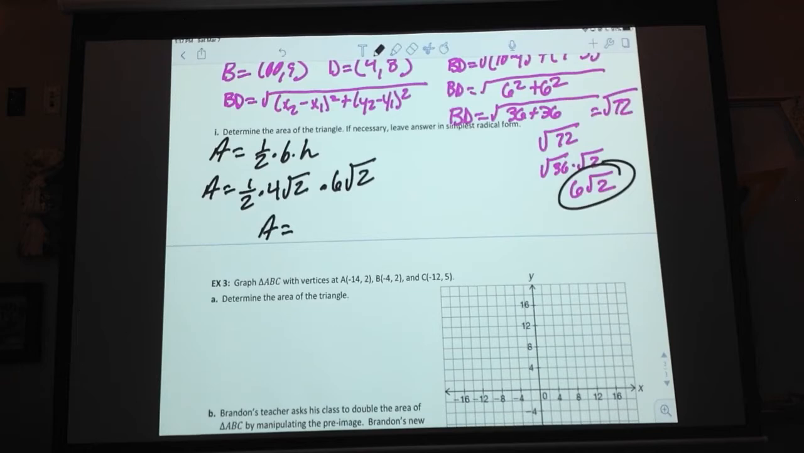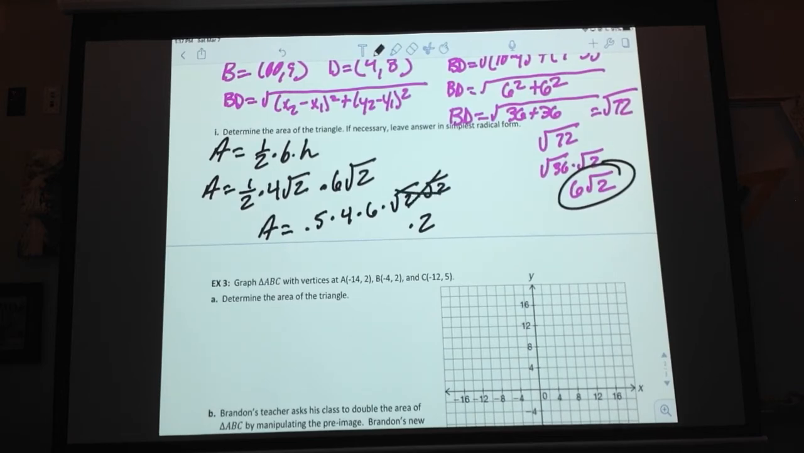Let's do this by hand real quick. So this is 1/2, so 0.5 times 4 times 6. And remember, the square root of 2 times the square root of 2, what happens? You get just 2. Remember, the square root of pink pig times the square root of pink pig is a pink pig. So therefore, the radicals just cancel out.